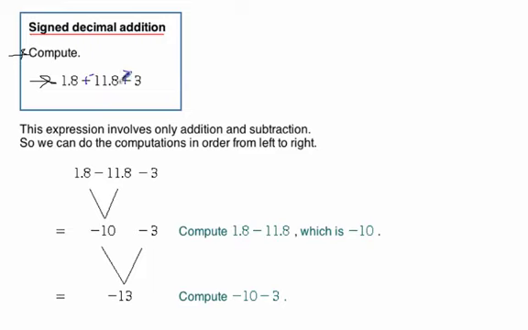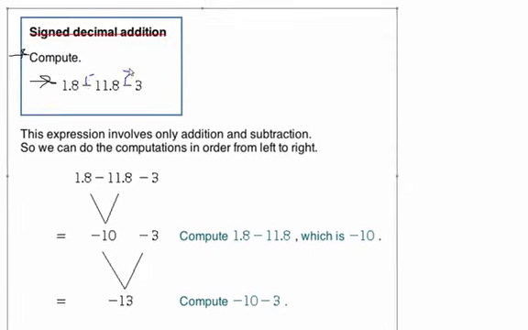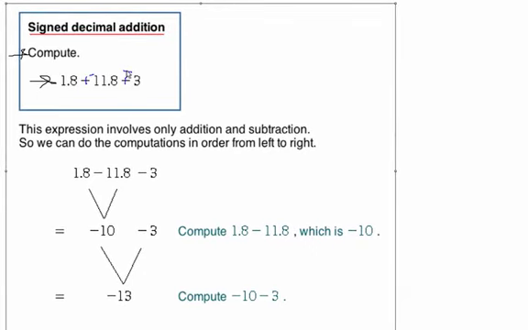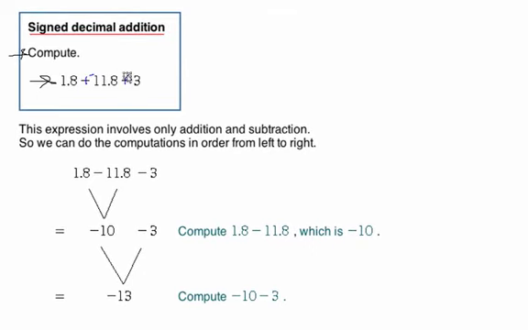Oops, that's kind of ugly. Let's fix that. If we do a bump bump, then what we have is 1.8 plus a negative 11.8 plus a negative 3.